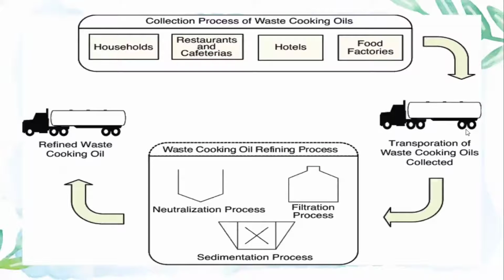This situation not only happens in households, but it also happens in restaurants, cafeterias, hotels, and also food factories. The cooking oil is collected for further processing. Once it is collected, it will undergo a filtration process, a sedimentation process, and also a neutralization process. After that, it will be sent back as refined waste cooking oil.